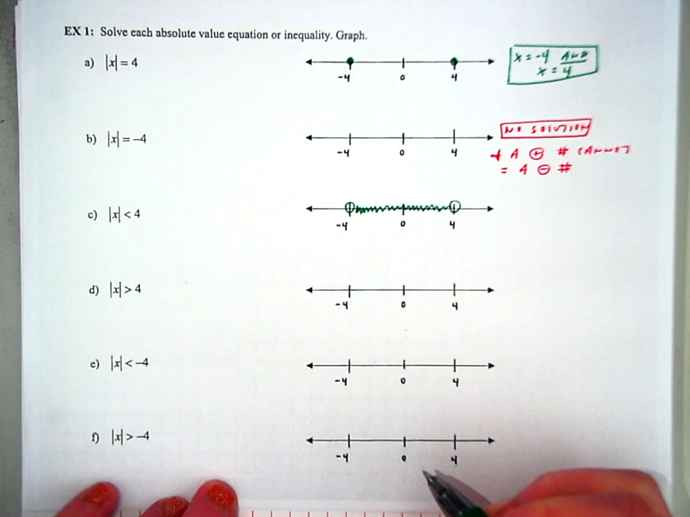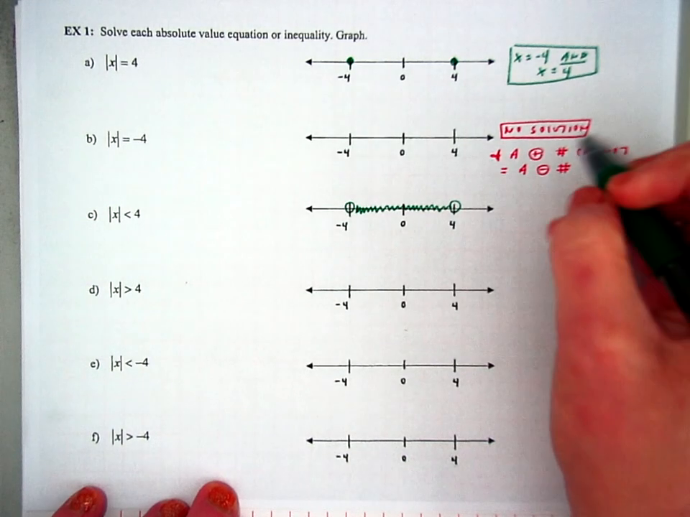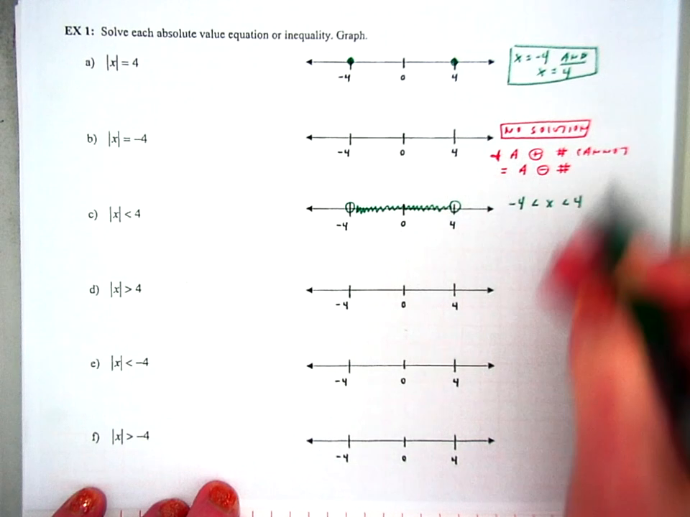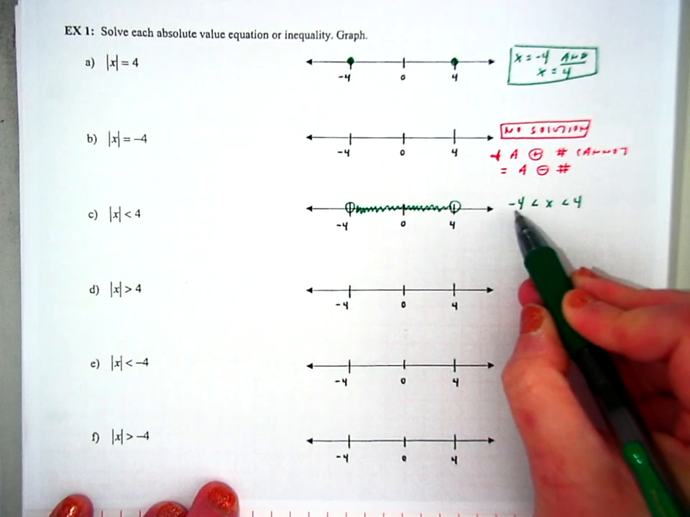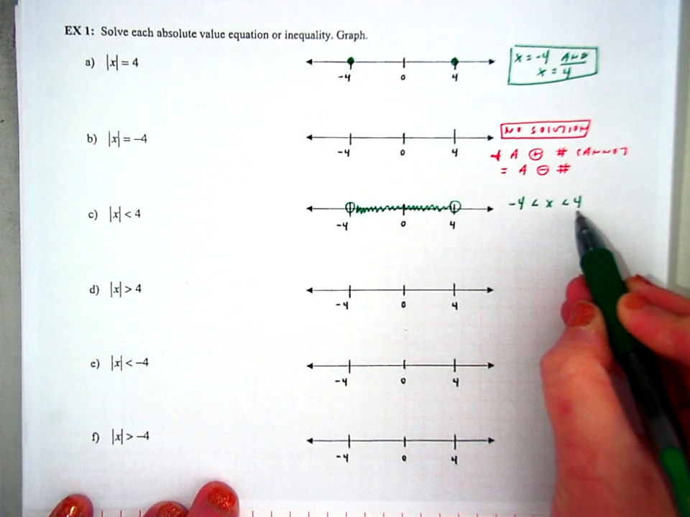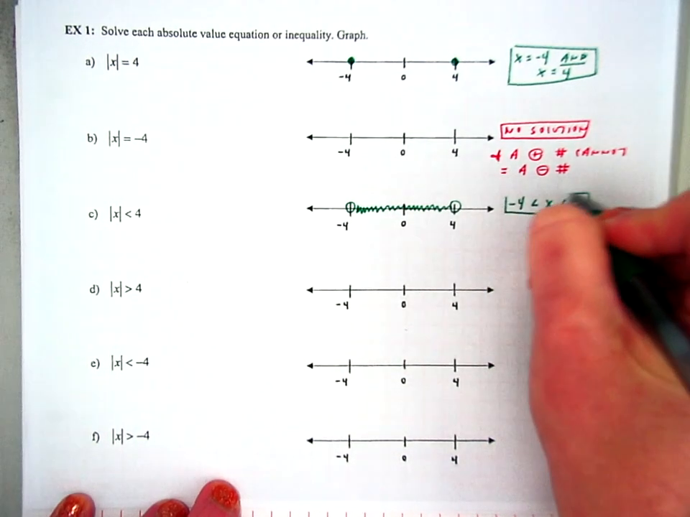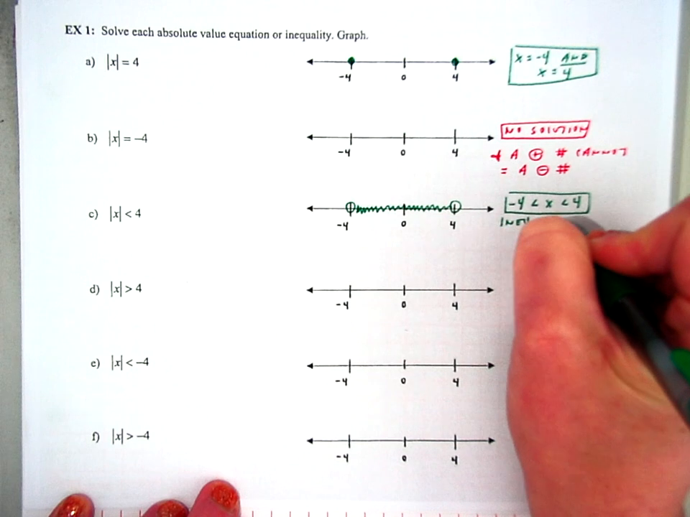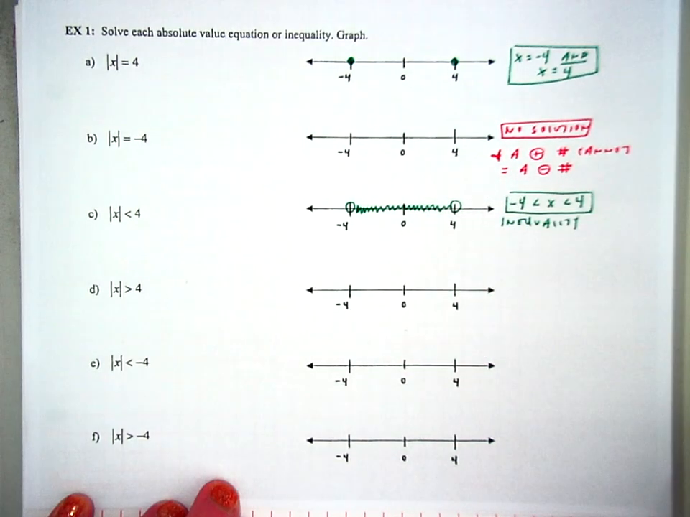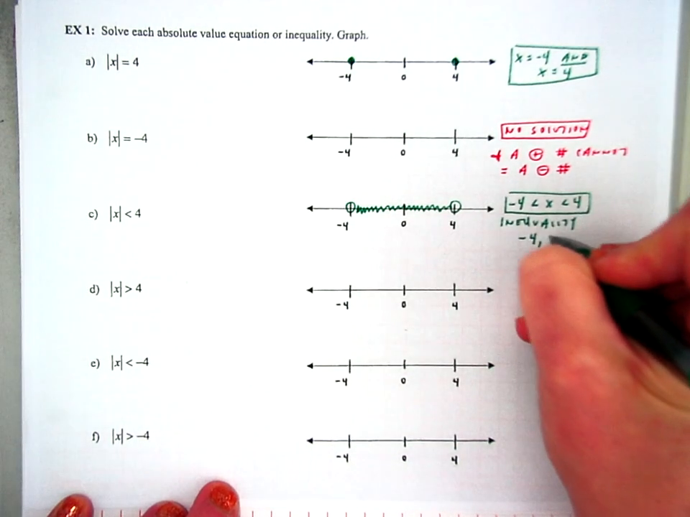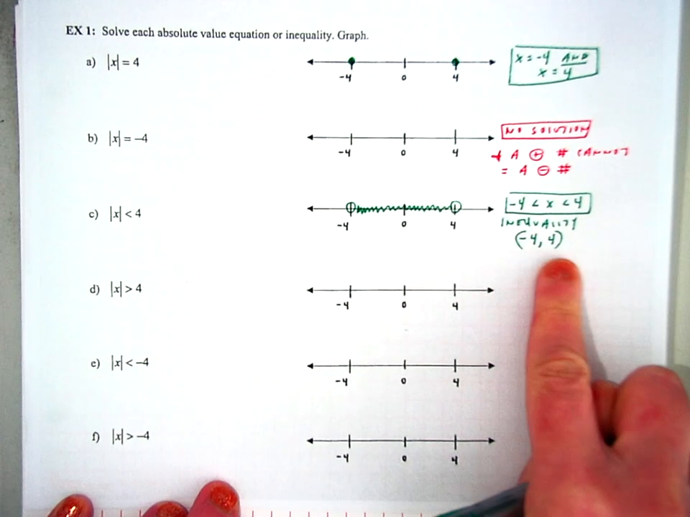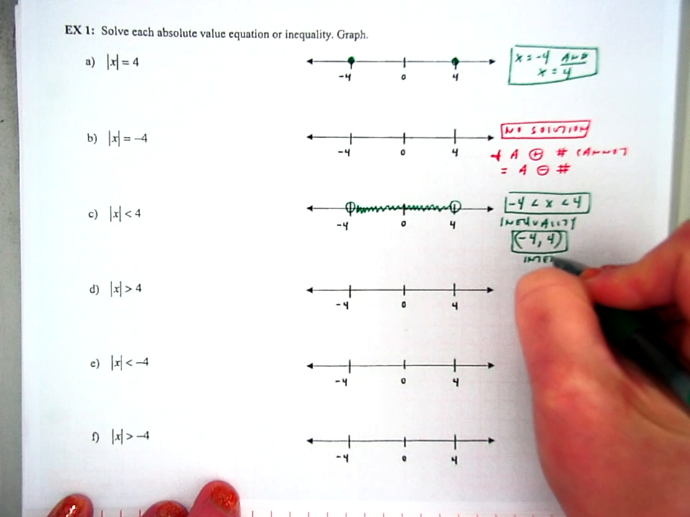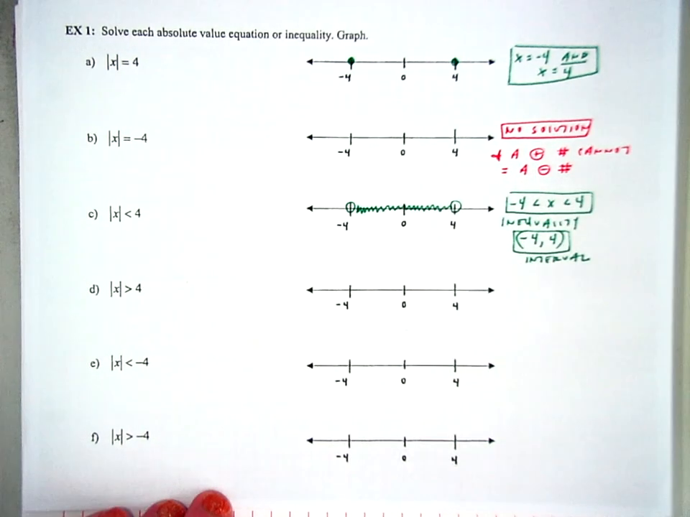So how could I write that as a solution? Well, in inequality notation, I could say from negative 4 to 4. So this is saying x is greater than negative 4, but at the same time less than positive 4. So this is using inequality notation. But I could also use interval notation and say from negative 4 to positive 4 with that soft bracket or parenthesis. This is my interval notation. They both work. Does not matter to me.